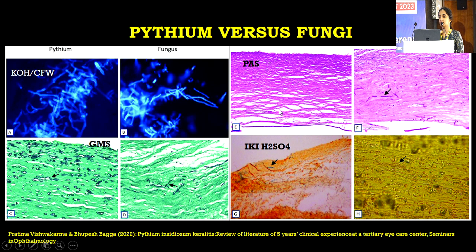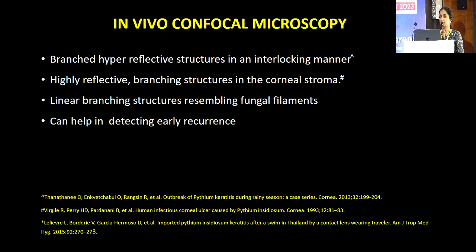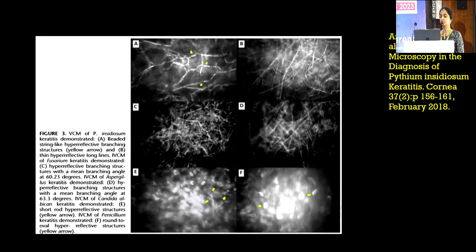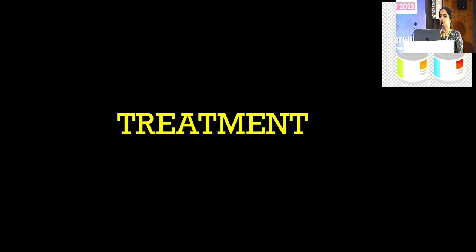In periodic acid Schiff stain, the Pythium is not picked up, whereas the fungus is picked up very clearly. Similarly, the opposite is true with respect to the IKI H2SO4 stain, which picks up the Pythium but not the fungal filament. In vivo confocal microscopy can help us detect the filaments, but it cannot distinguish between a Pythium and a fungal filament. Coming to the treatment, we have medical and surgical variants.